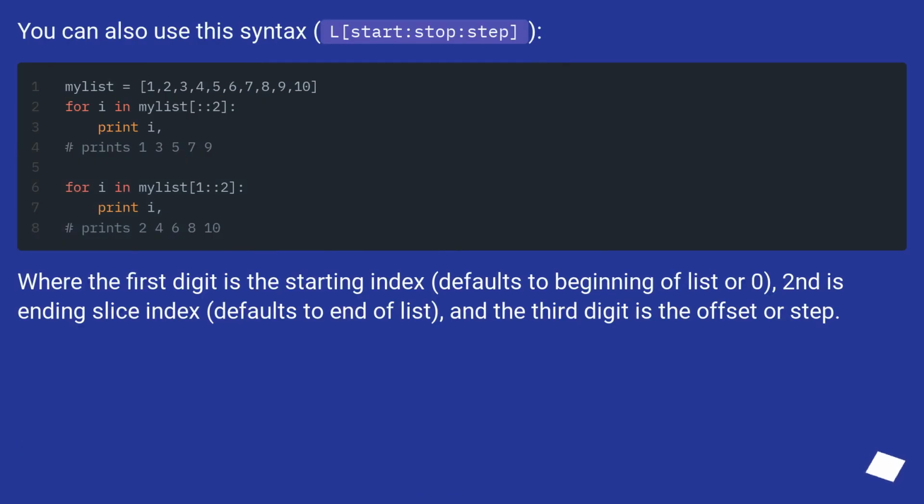You can also use this syntax, list[start:end:step], where the first digit is the starting index, which defaults to the beginning of the list or 0, the second is the ending slice index, which defaults to the end of the list, and the third digit is the offset or step.